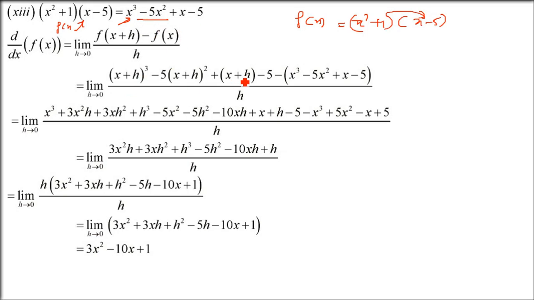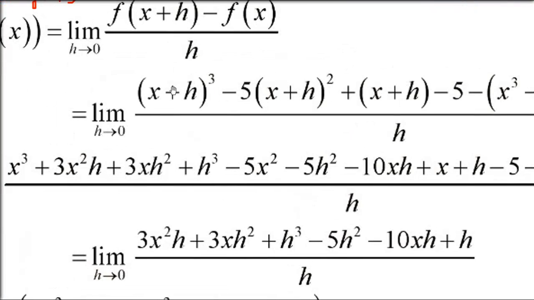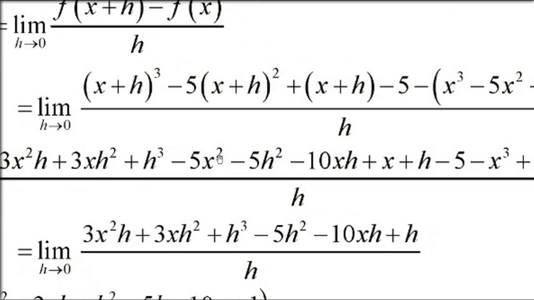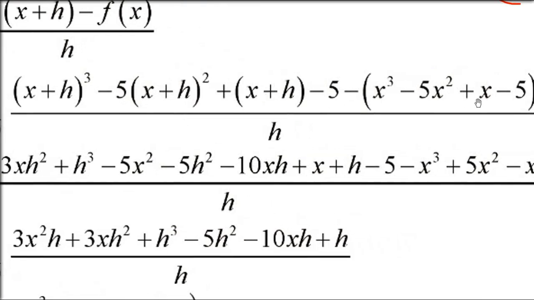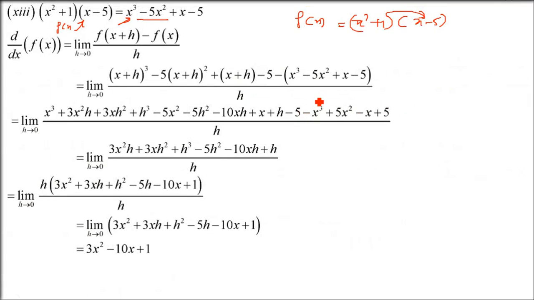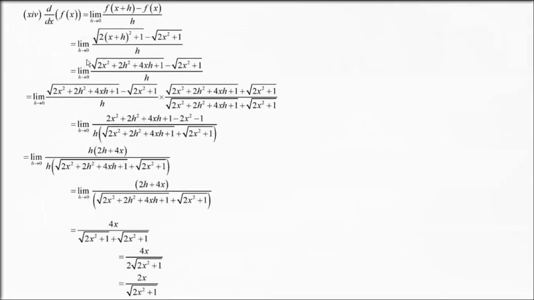Now put f(x plus h) minus f(x). So now you just open this. I hope you will be able to do (a plus b) whole cube and (a plus b) whole square, you know already. And when you take this negative outside, the negative sign is there, just open this and change the sign everywhere. So what do you see? X cube gets cancelled, 3x square h will remain, 3x h square will remain, h cube will remain, minus 5h square will remain, minus 10xh will remain, x gets cancelled and h will remain. This will be the final result.